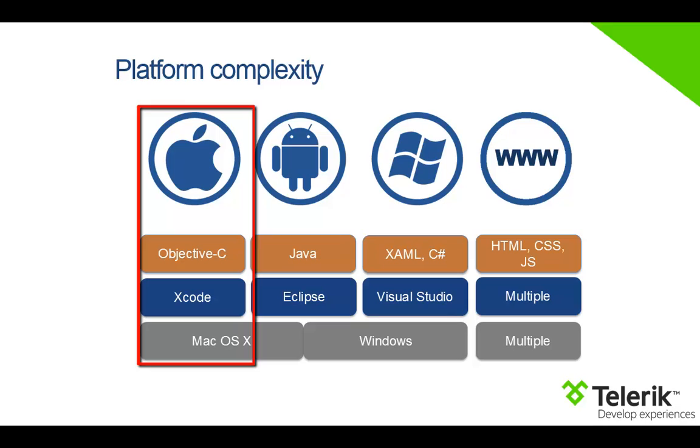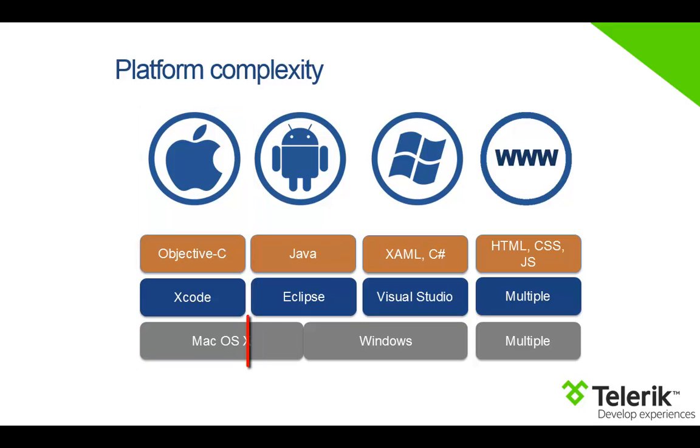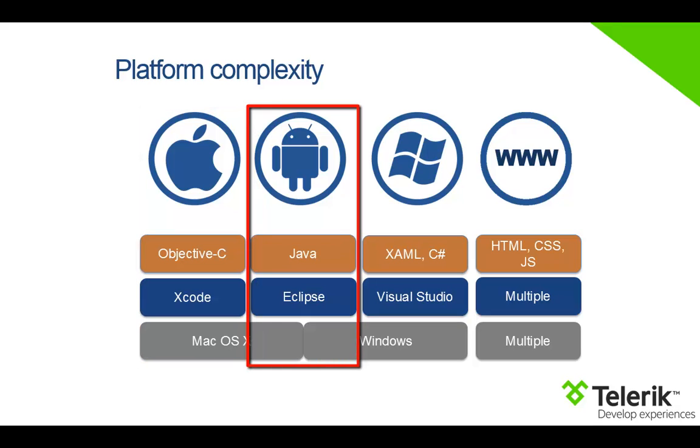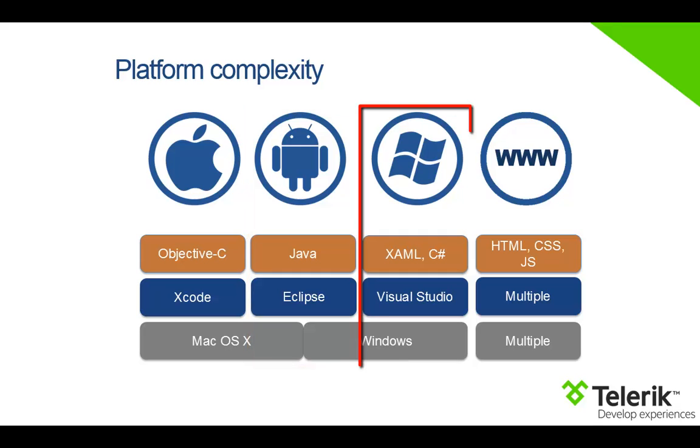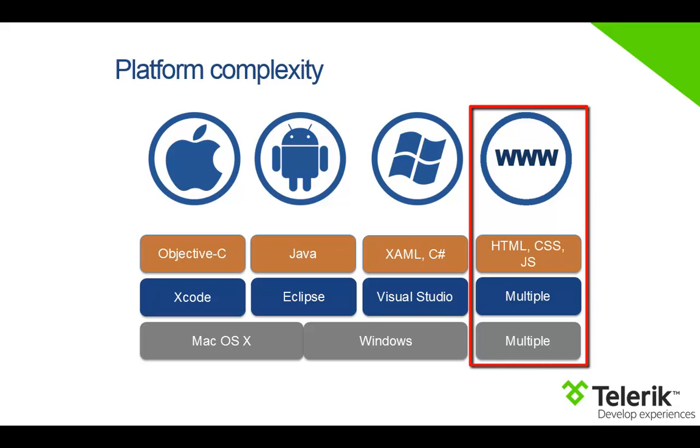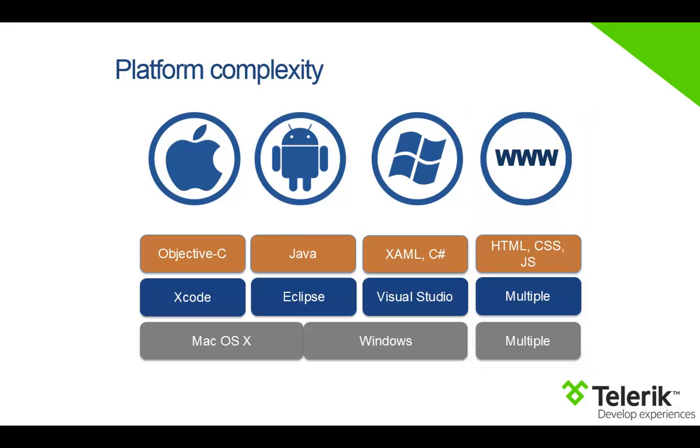If I want to build for Apple, I need Objective-C language skills, and then I need to install Xcode and run on Mac OS. But I can also build Android on Mac OS, but I need to know Java and run inside of Eclipse. But I'm used to the third one there, Windows, and I know a little bit of XAML and C#, and I'm very familiar with Visual Studio. And I'm of course, the web guy. I like HTML, CSS, and JavaScript.